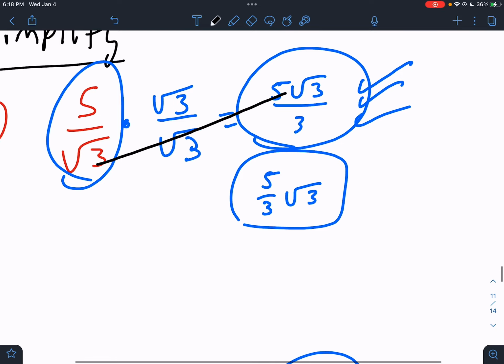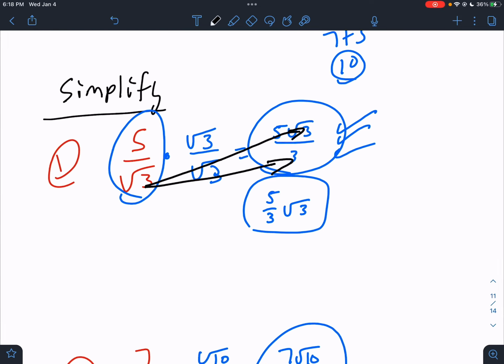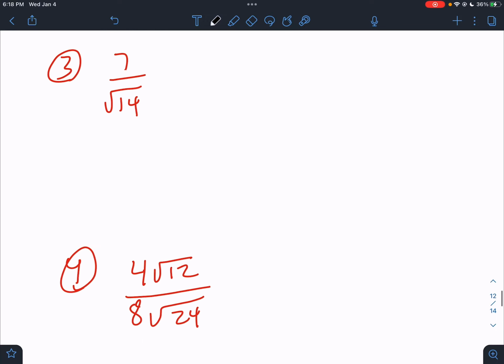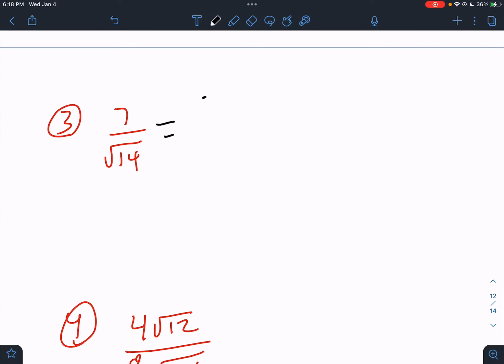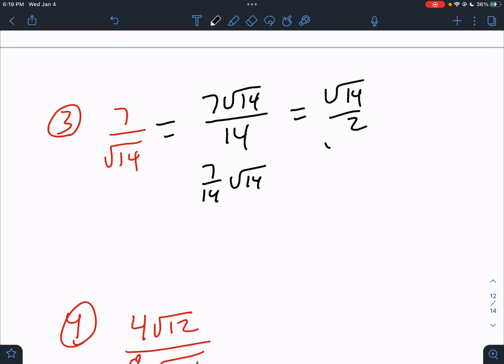Knowing that can make these go a lot faster. So like this one, I know without even having to write it out that the radical is going to go on top and cancel out on bottom, and then I have to reduce, right? This is like 7/14 times root 14. Well, 7/14 is 1/2. So root 14 over 2 is the better way to write that.